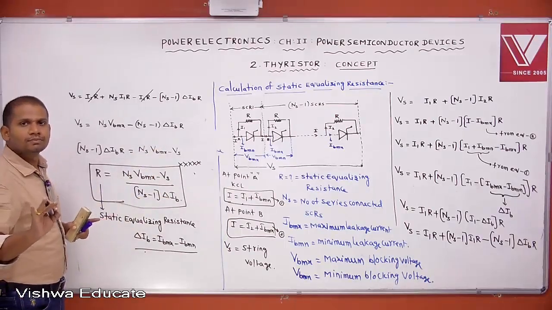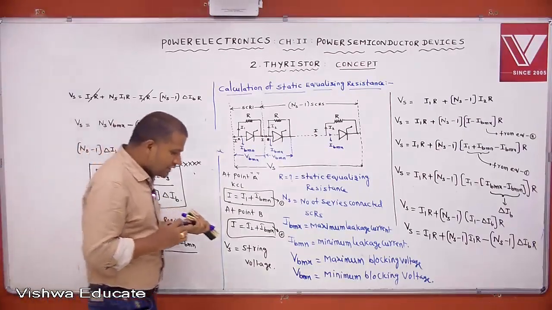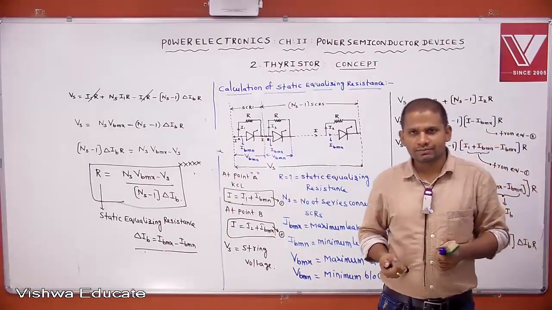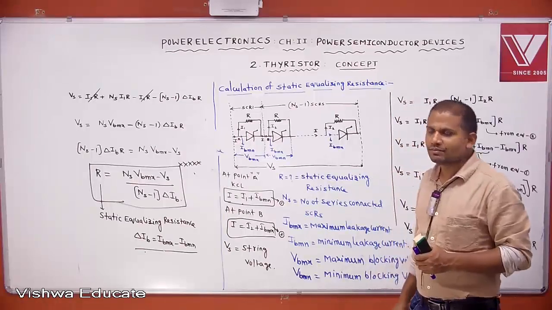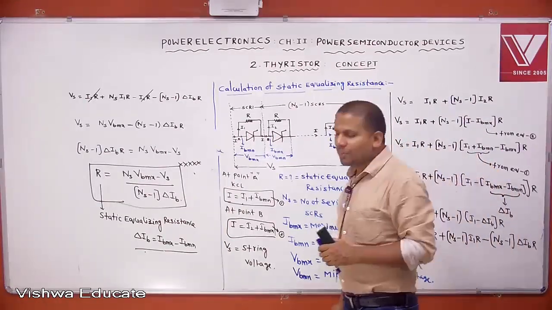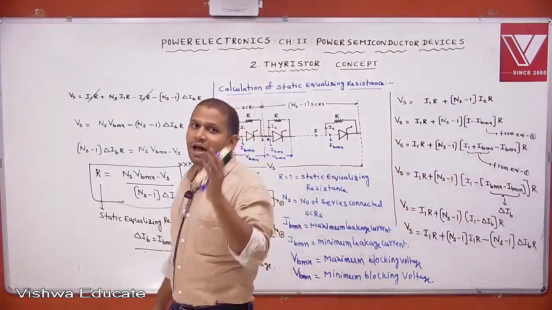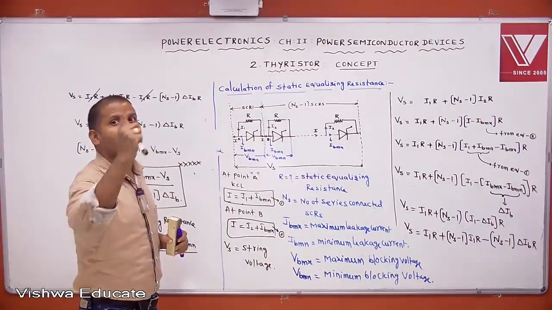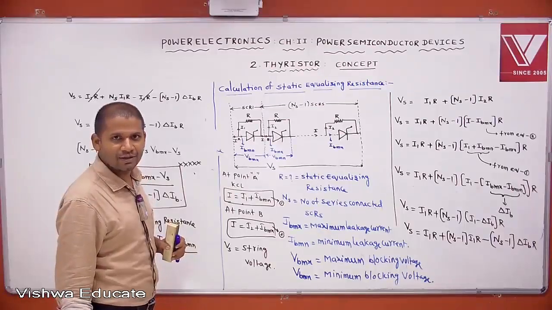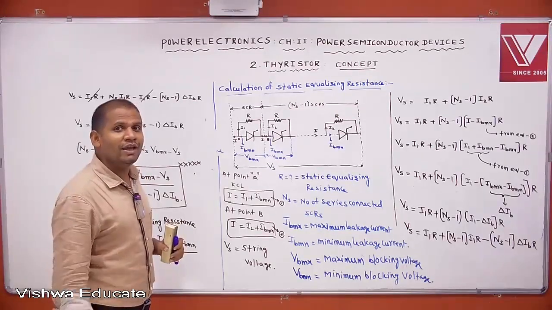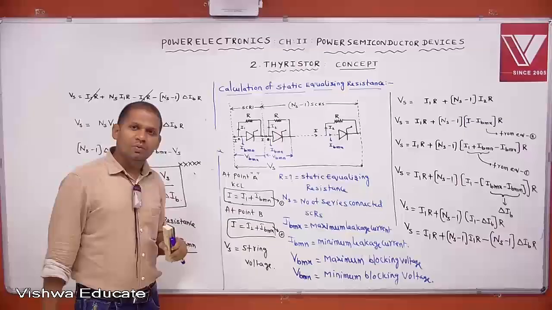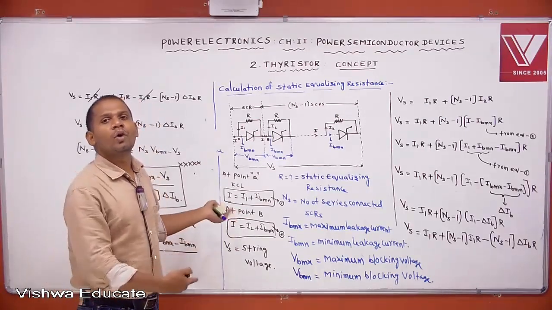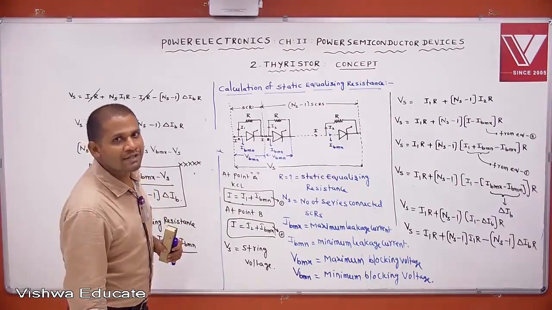What is the problem? The problem in the series connection is, even though SCRs with the same rating and same specification are connected in series, practically they don't block the same voltage because of unequal voltage distribution. Why don't they block the same voltage? Because of unequal static VI characteristics. Because of unequal voltage distribution, the string efficiency is reduced.